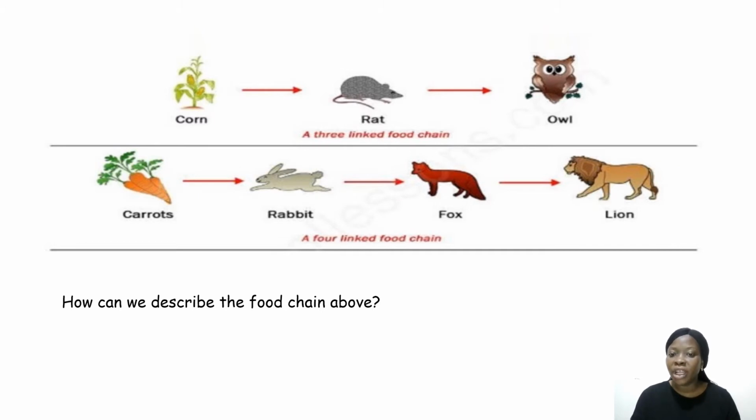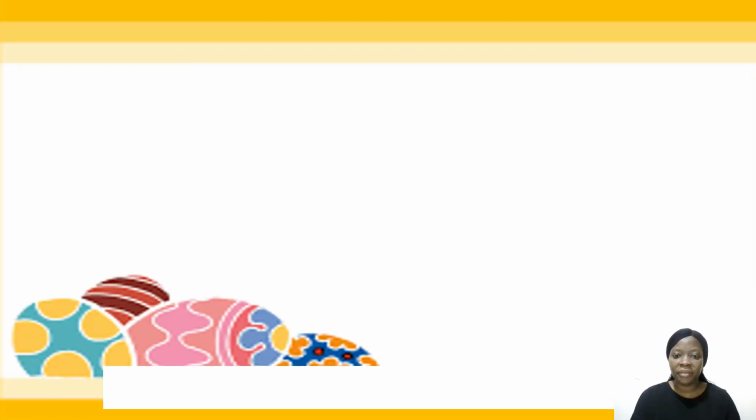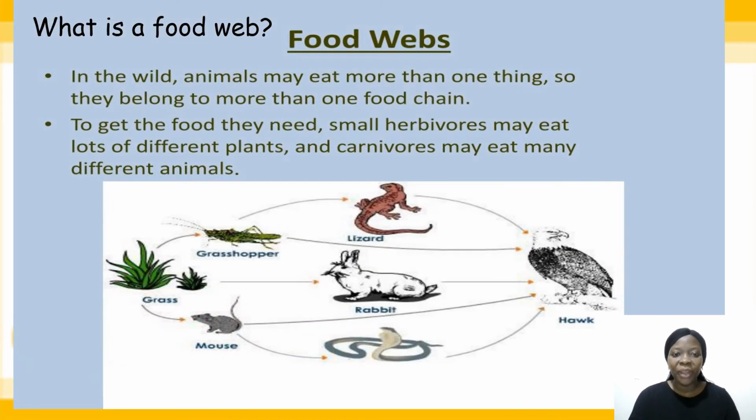Now, this food chain helps us see how each animal derives energy from one to the other. So the lion gets energy from the fox, gets energy from the rabbit, gets energy from the carrot. Okay, let's make progress. So, what is a food web? Do you have any idea what this might mean? Thinking about what we learned previously, food chain. What do you think a food web might mean? Let's find out together.